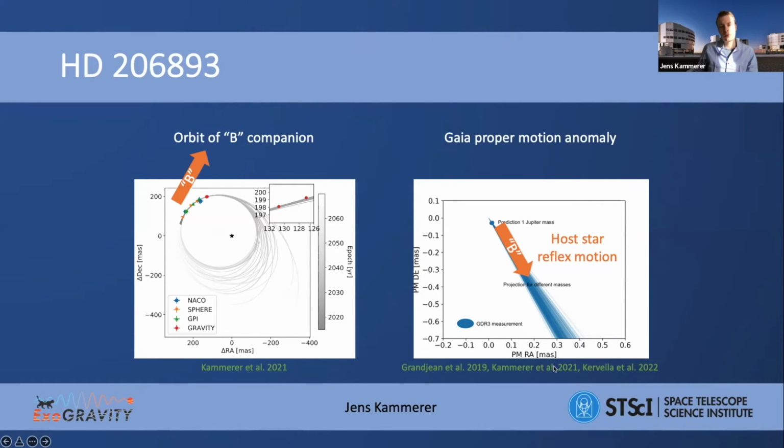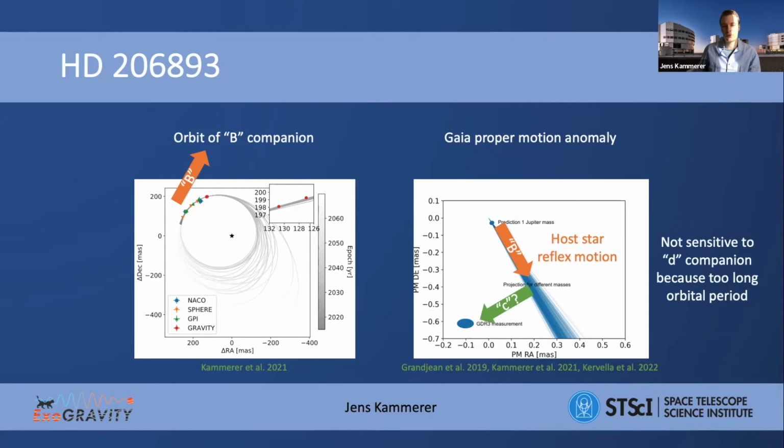However, the Gaia proper motion anomaly measurement is shown by the blue ellipse down here, with uncertainties as well. You can see it's clearly not compatible with that b-only scenario. This is why Grandjean et al. 2019 thought that there has to be another, closer-in companion, which was called the c companion. This is also not sensitive to the d companion that could be in the debris disk gap, because it's at too long a separation, and this Gaia anomaly is not sensitive to such far separations.